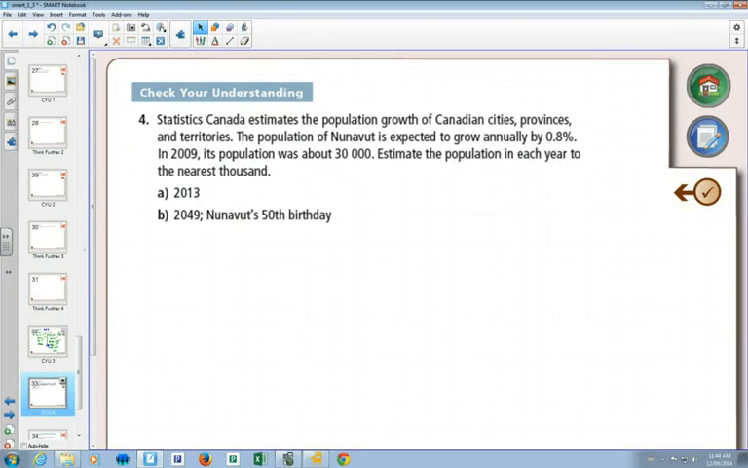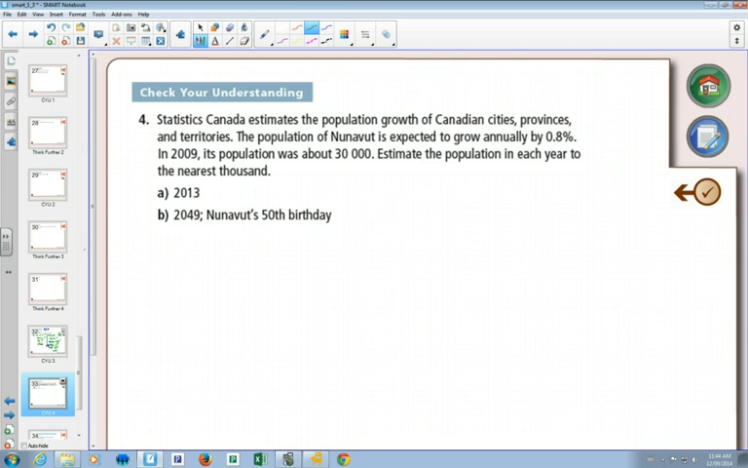Okay, so we've got some estimation with population growth. The population is expected to grow annually by 0.8%. The population in 2009 was 30,000, and we're going to estimate the population in 2013, which was last year, and what we would expect the population to be in 2049.